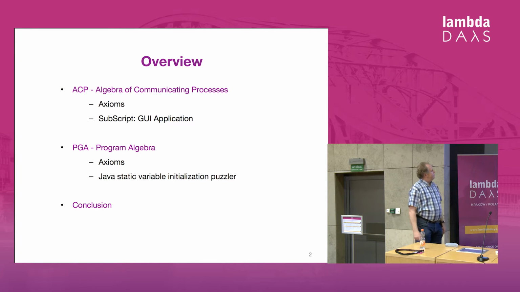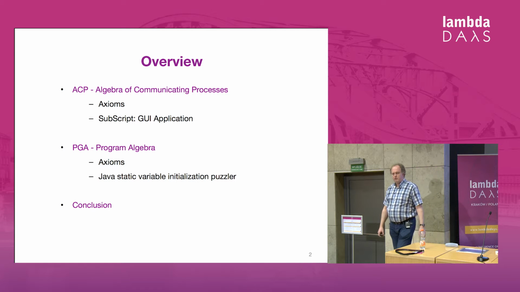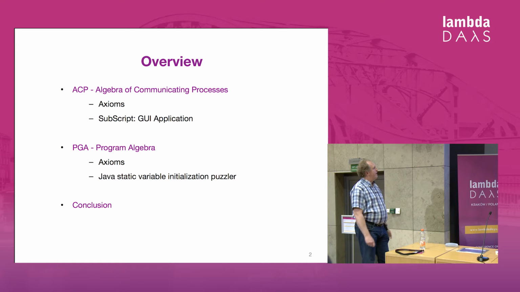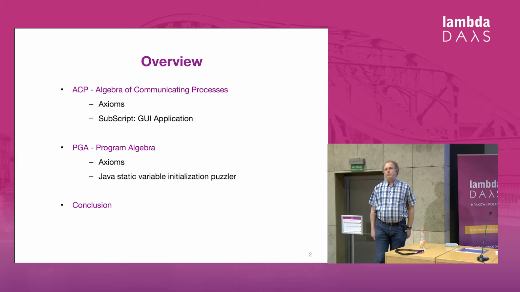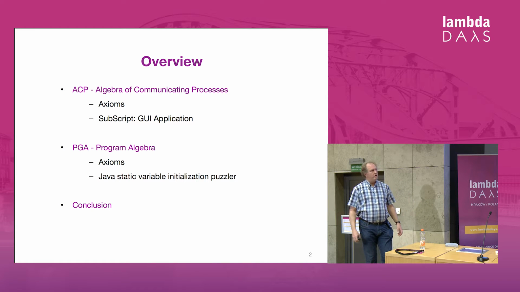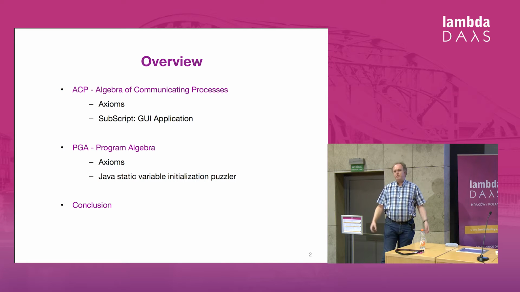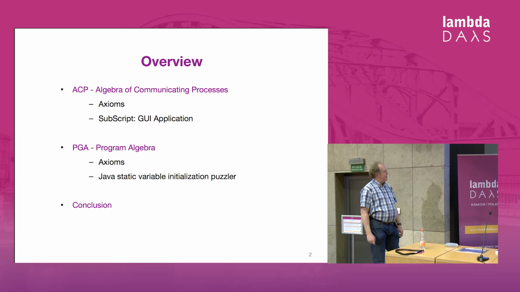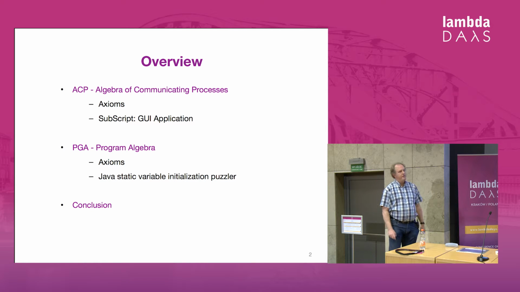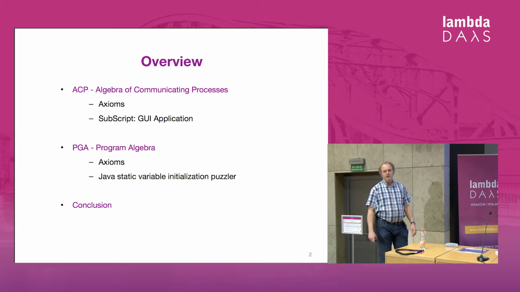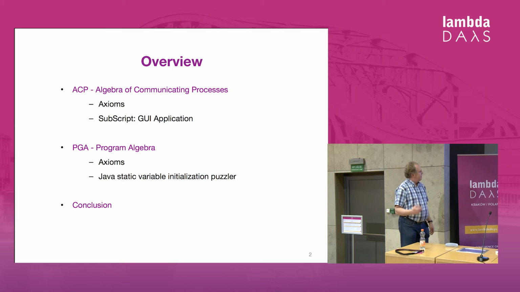The other theory looks a bit similar at first sight. It's called PGA, Program Algebra. Also axioms, and it helps you reason about some puzzlers that you can encounter in programming, like with Java static variable initializations. And both theories have in common that they have been invented or co-invented by Bergstra, who is a researcher based in Amsterdam, in the Netherlands. And afterwards I will give a small conclusion.